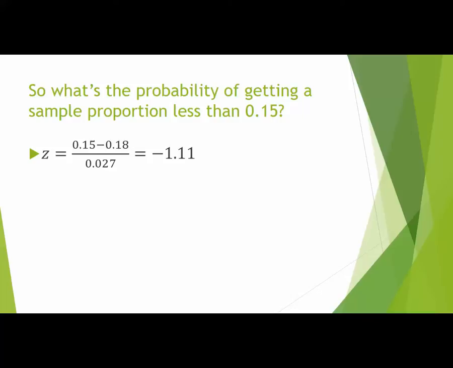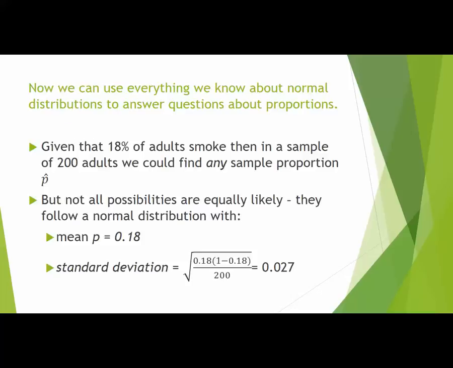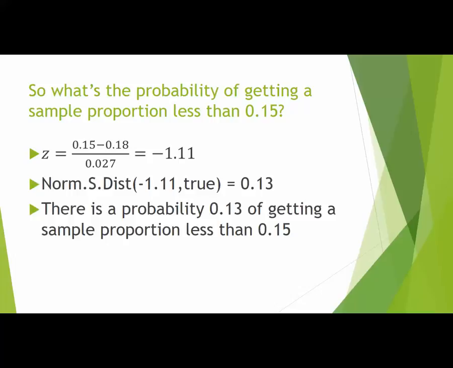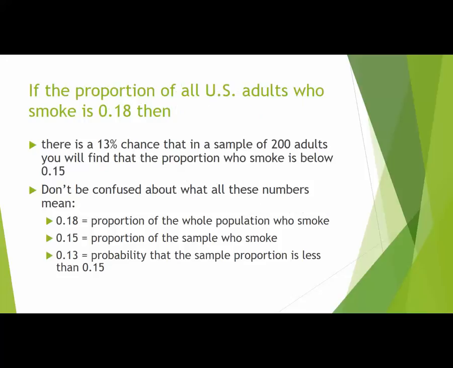So Z, right, we're talking about a normal distribution now. Z is 0.15 minus 0.18 over 0.027, which is negative 1.11. 0.027, where did that come from? Back here, remember? 0.027 is the standard deviation of the sample proportions. So we get a z of negative 1.11. We put that into NORM.S.DIST and get 0.13. And that tells us that there's only a 0.13 probability of getting a sample proportion less than 0.15. If the proportion of all US adults who smoke is 0.18, then there's a 13% chance that in a sample of 200 adults, you'll find that the proportion of that sample who smoke is below 0.15.